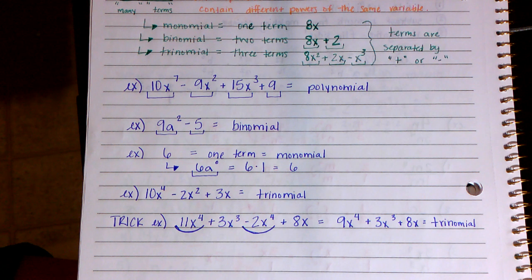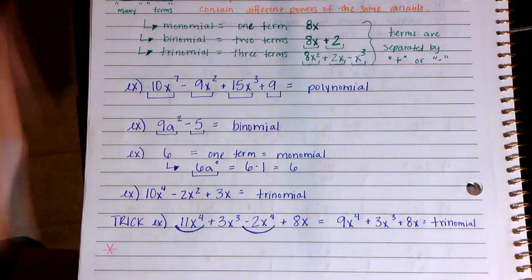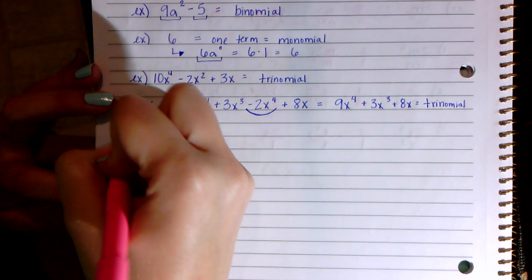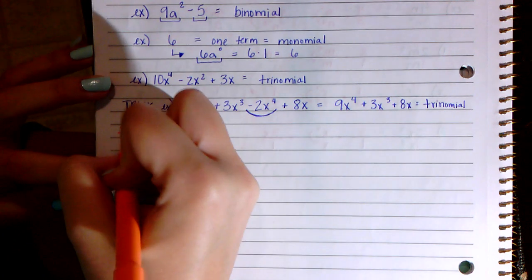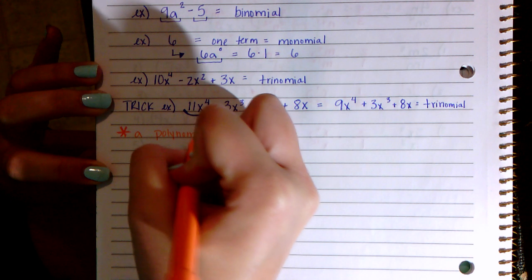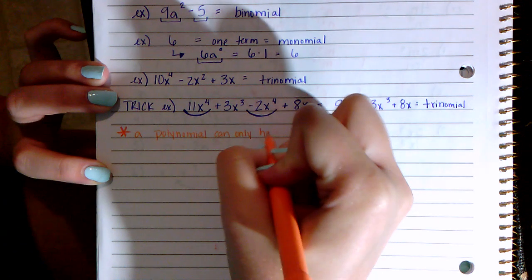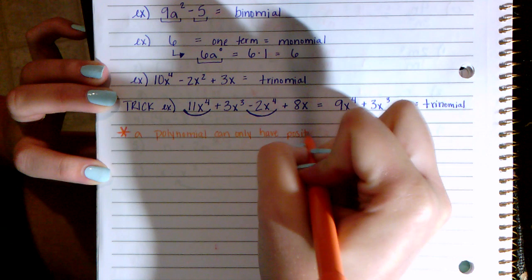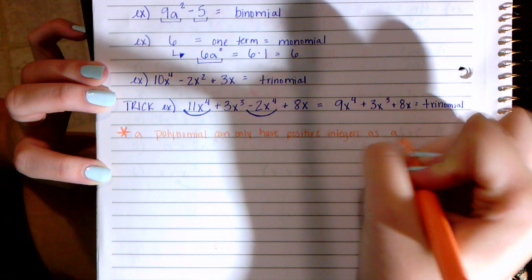All right, something I want to add at the bottom real quick is examples that are not polynomials. So, let's scoot this down maybe a little more. There. All right, that pen is dying, so we'll have to use orange. Write this down. A polynomial can only have positive integers as a power.